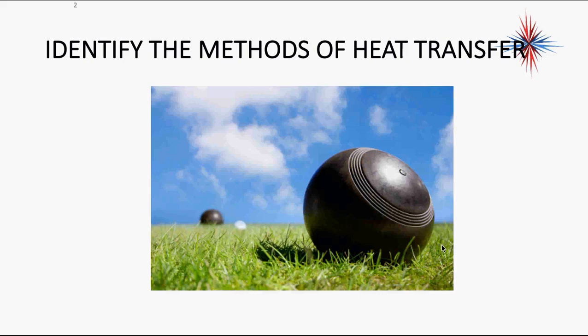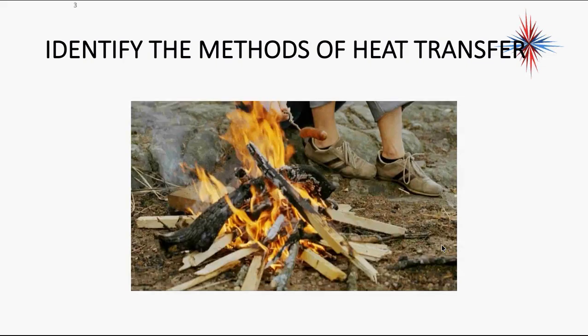Okay. I'll say this one because it probably doesn't make all that much sense on this picture. Conduction is happening from the ball to the ground because the black ball in sunlight has a little bit of heat. Convection is happening from the air to the ball, and radiation is happening from the sunlight to the ball. Again, I'm not worried about this one. It doesn't show that well.